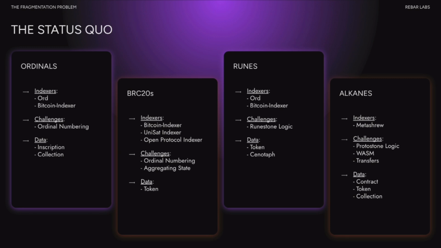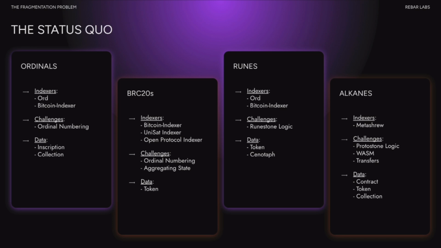And finally, we have alkanes here, which can currently only be indexed by metashrew. I'll dive into the challenges a little bit, but first we have the protostone logic, which extends a runestone. The runestone on its own, if you use the existing software, would fail to parse a protostone. A runestone could contain a protostone, and you could have multiple proto messages within that single protostone.